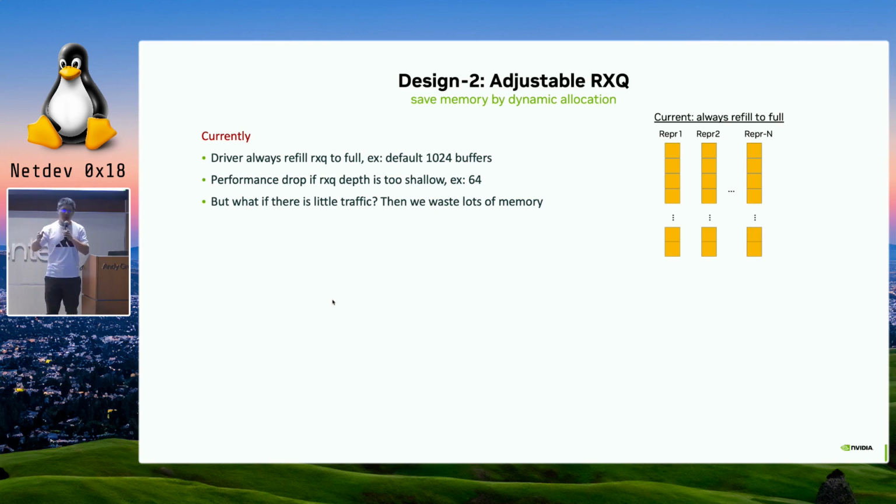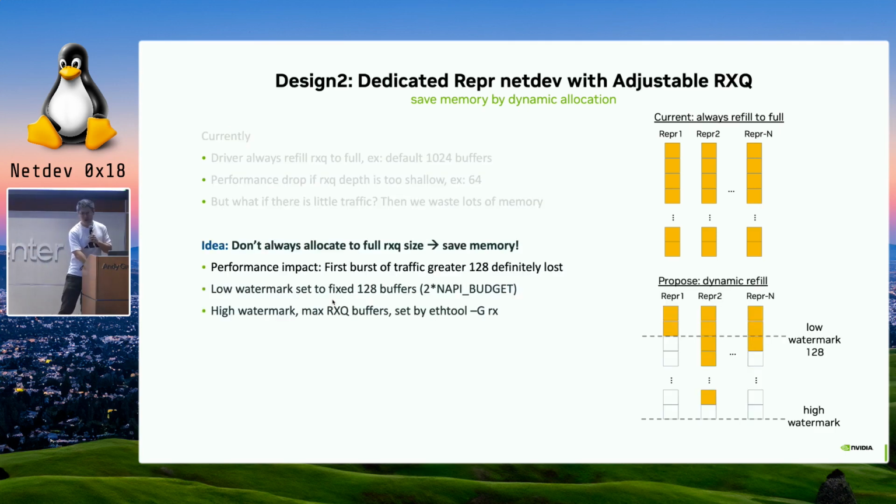We always have 1K buffers. We receive, and we always refill to the full RSQ depth. We always refill to the 1K. And the idea of the design, which tries to save memory, is that we want to dynamically allocate the buffer. So we set up 2 values.